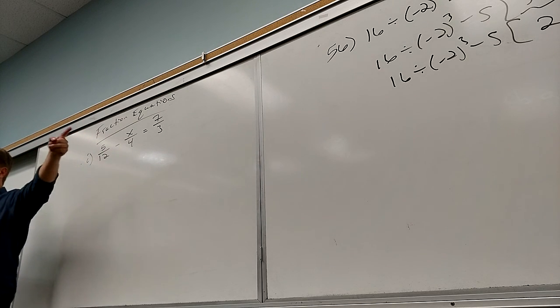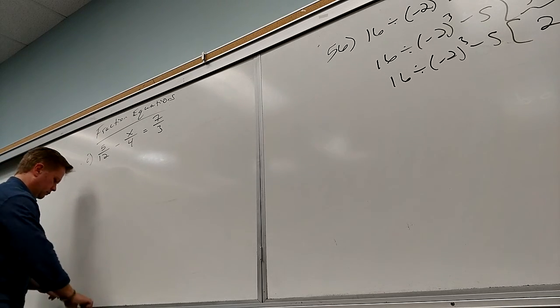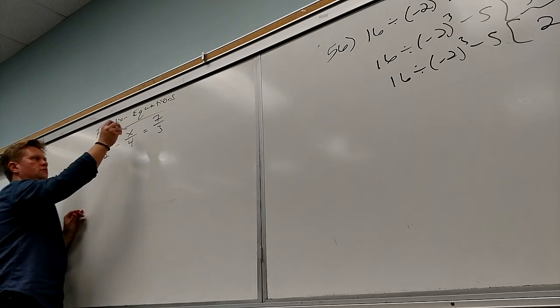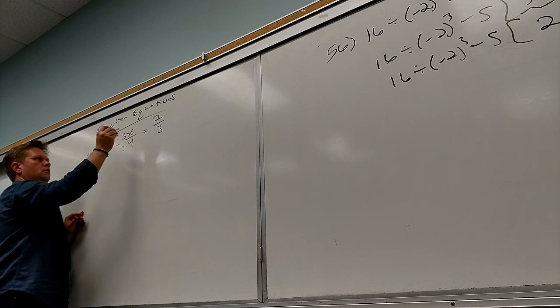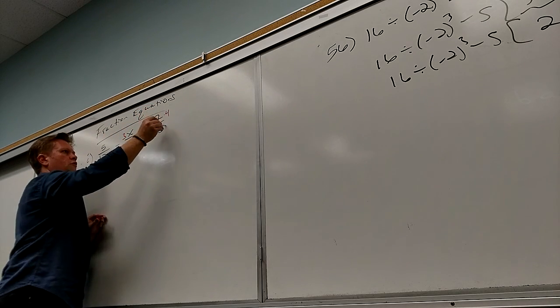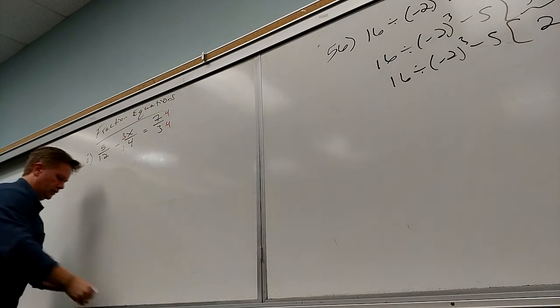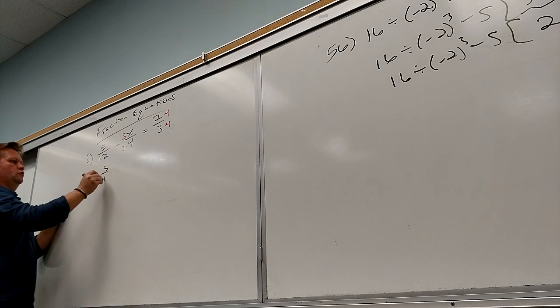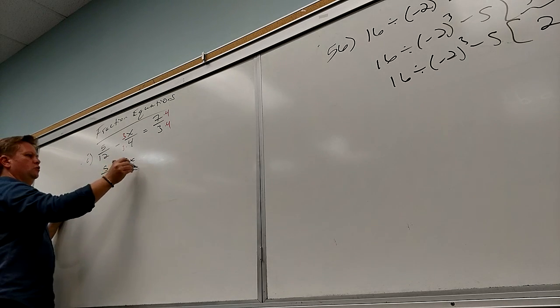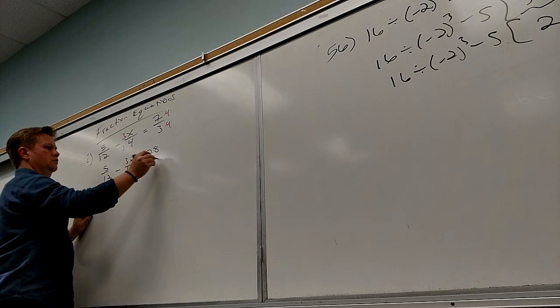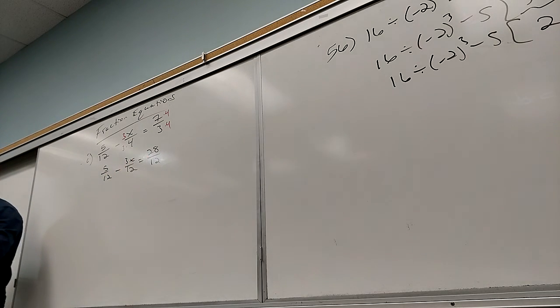So what's the LCD going to be? It means what? What's this dude need? 3. What's this guy need? 4. So then I get 5/12 minus 3x over 12 equals 20 over 12. Okay, and then I can do what I said earlier. What can I do? Multiply all of it by 12.